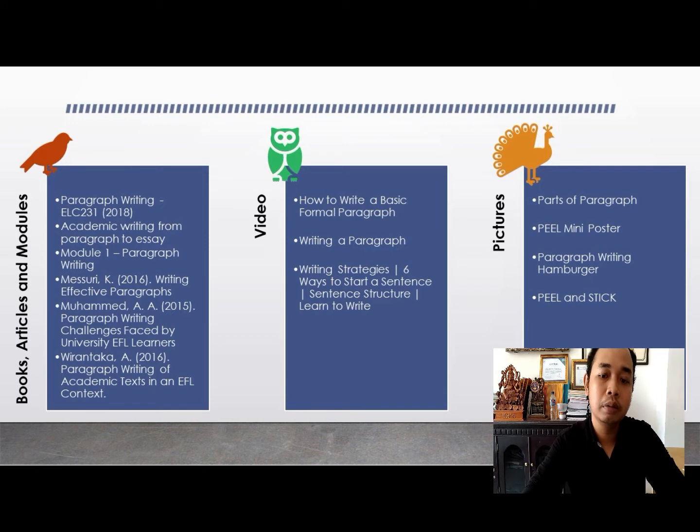For the pictures, I provide some infographics to help the students become more curious about paragraph writing, about what a good paragraph is. The first one is parts of a paragraph, PEEL method in mini poster, a paragraph writing hamburger, and PEEL and stick method in paragraph writing.